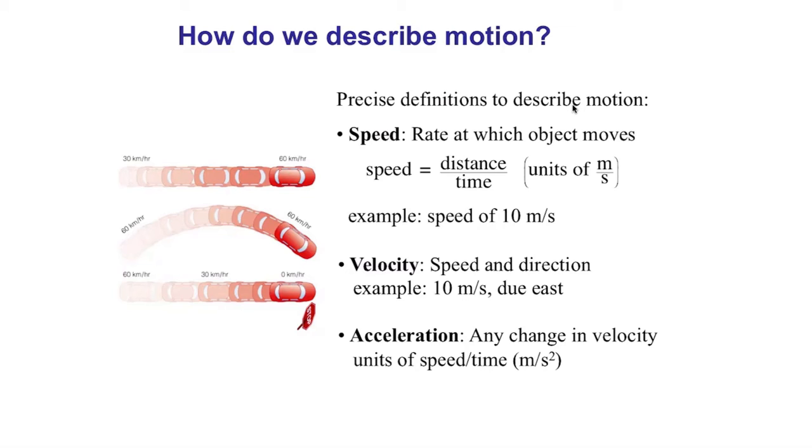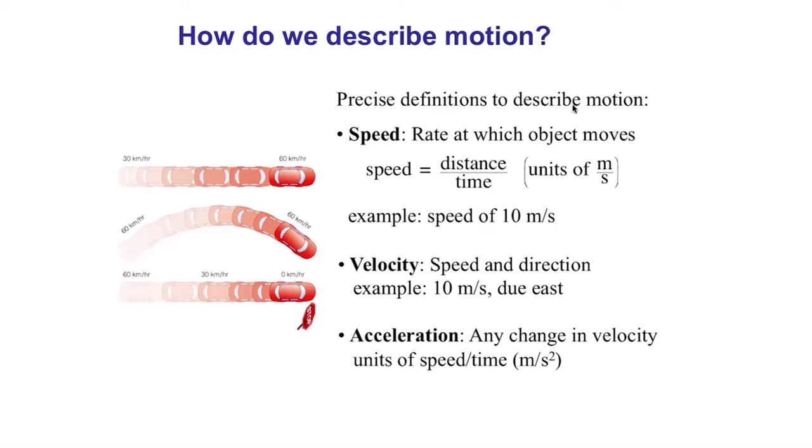For instance, speed and velocity. Speed and velocity in our colloquial sense are used interchangeably. So if we say we're moving at a speed of 20 miles an hour or moving at a velocity of 20 miles an hour, we mean the same things. They mean slightly different things in this class. Speed is simply the rate at which an object moves. So miles per hour, meters per second. It is some unit of distance divided by some unit of time.